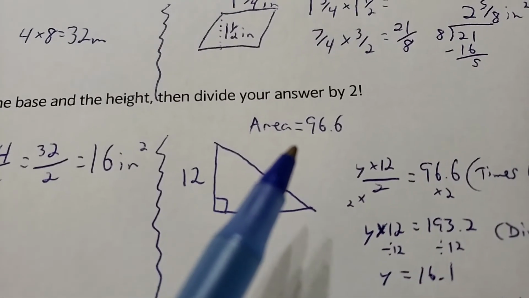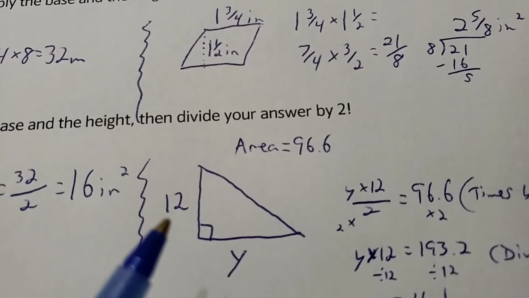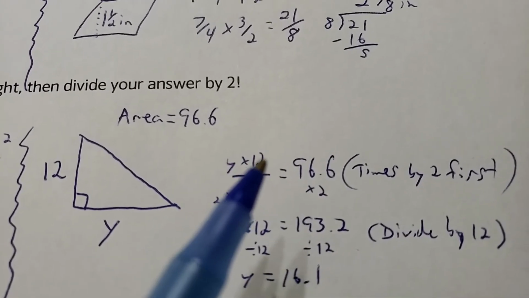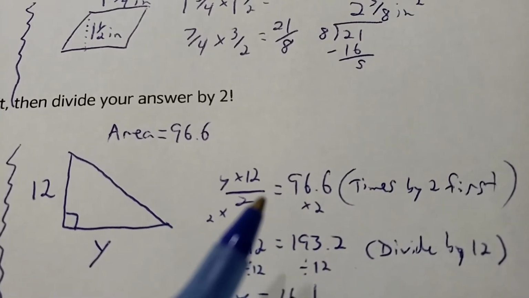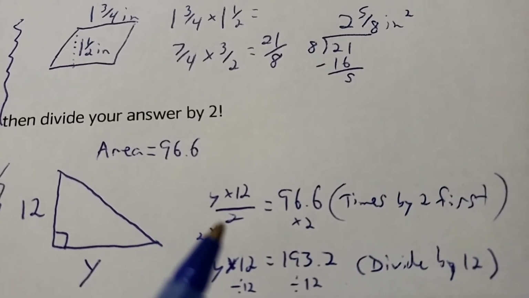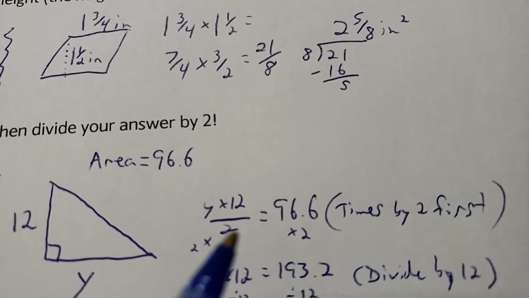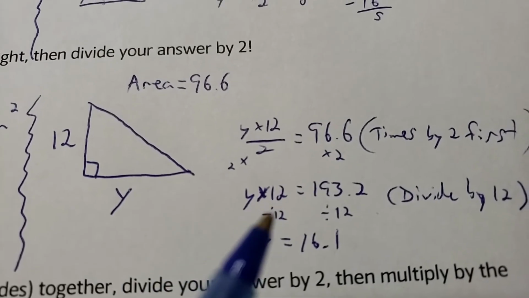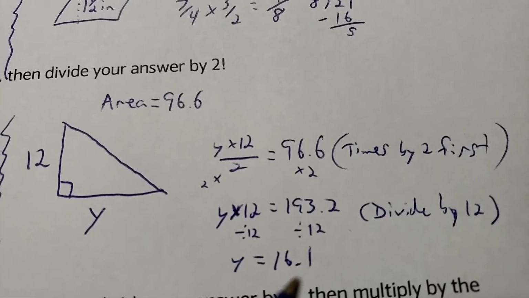Sometimes you work backwards through the area formulas in triangles as well. The area is 96.6, and the height is 12. I'm missing the base. The base is y. So base times height divided by 2 is how we solve that. I don't know what y is right now, but I do know the area. So first I'm going to multiply by 2, which gets rid of the divided by 2 for that whole grouping. Times this side by 2, and you get 193.2. Then all that's left is y times 12. So we get rid of the times 12 by dividing each side by 12. You're left with y equals 16.1.